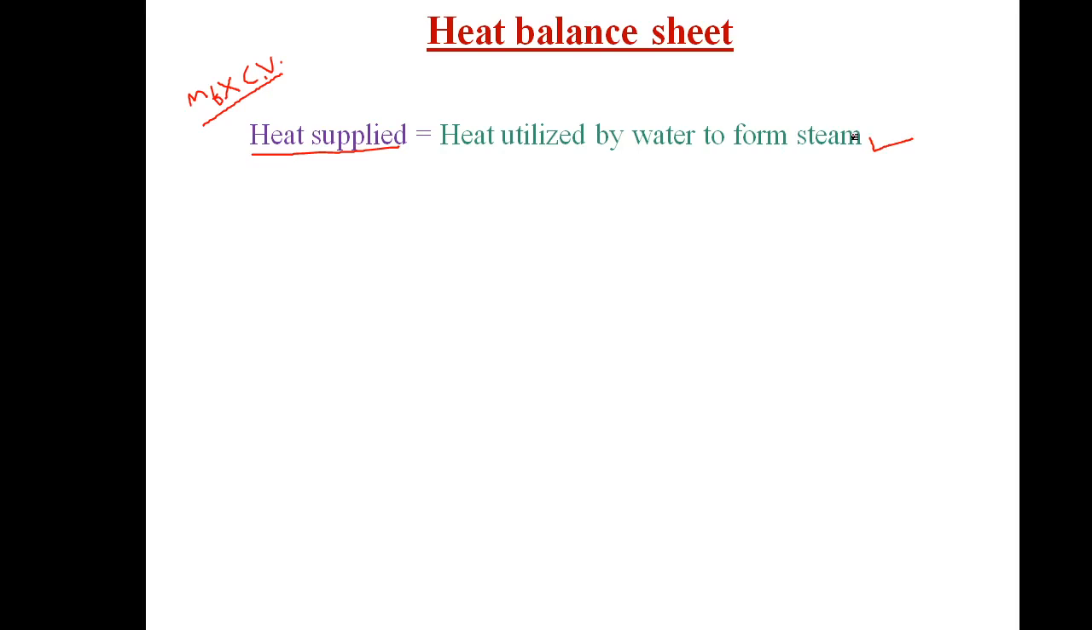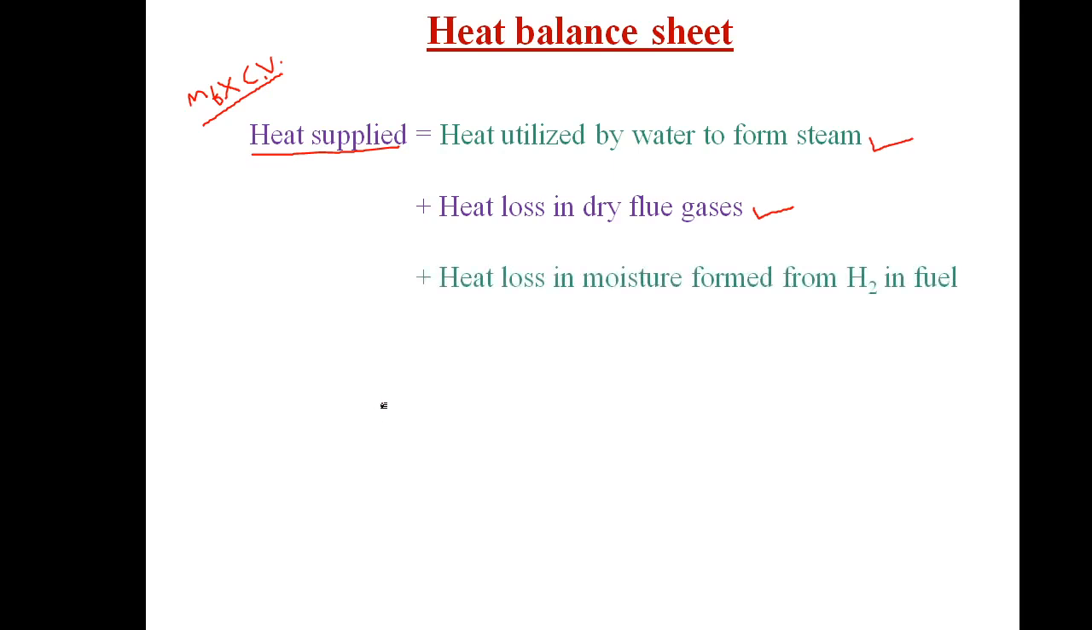So this is one. Then the second one is heat loss in dry flue gases. When the hot gases are discharged into the atmosphere, the dry gases carry heat along with them into the atmosphere. This is another expenditure in terms of heat. The third one is heat loss in moisture formed from H2 in the fuel, as well as moisture in the fuel. So both.